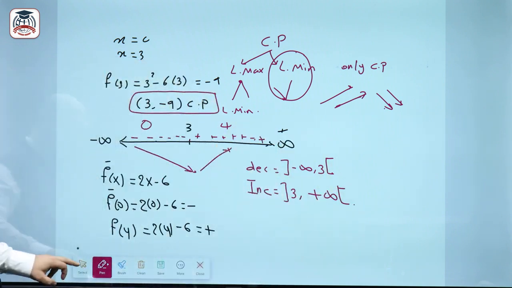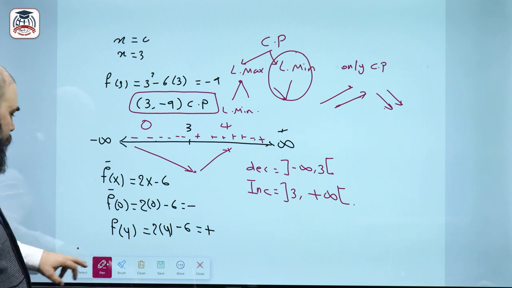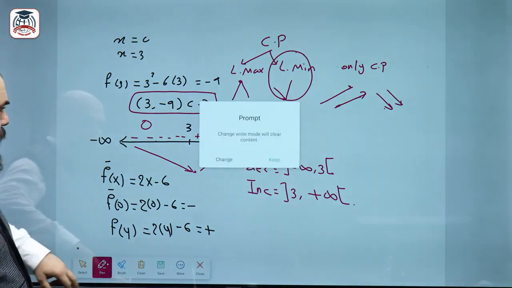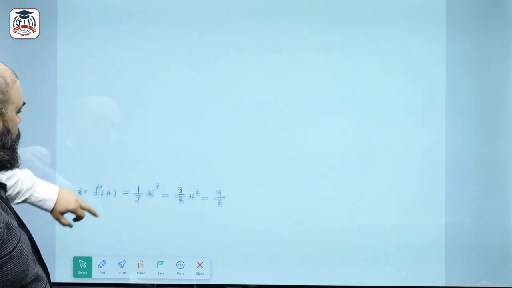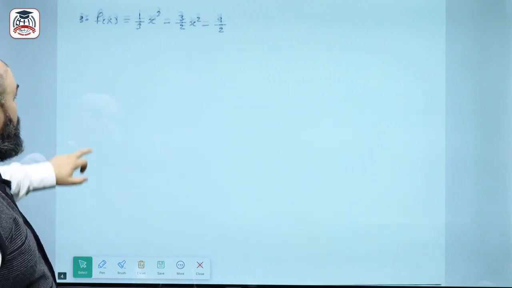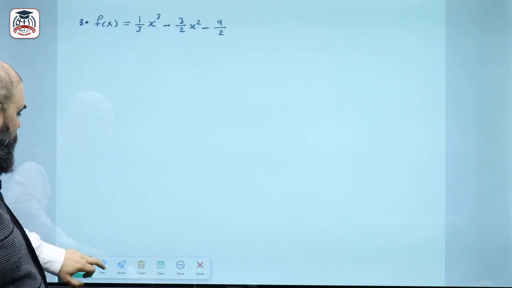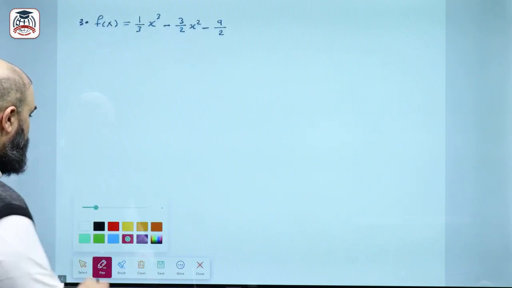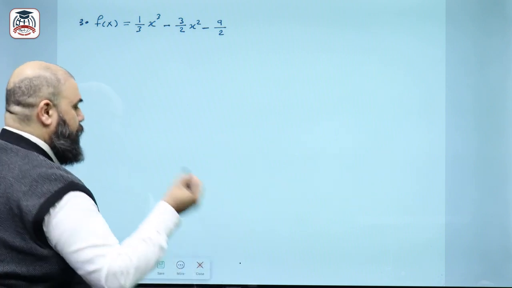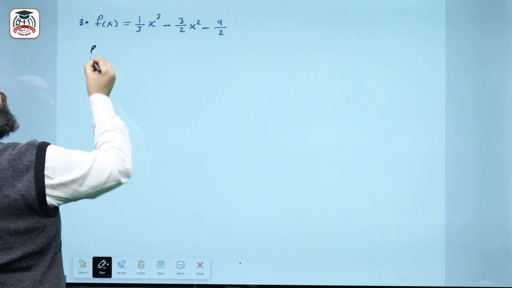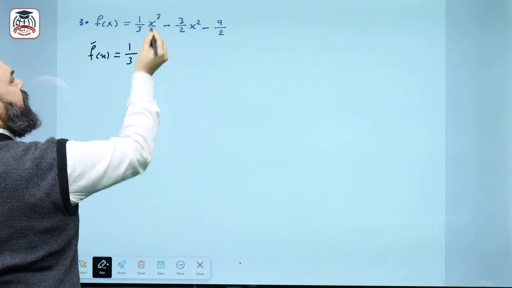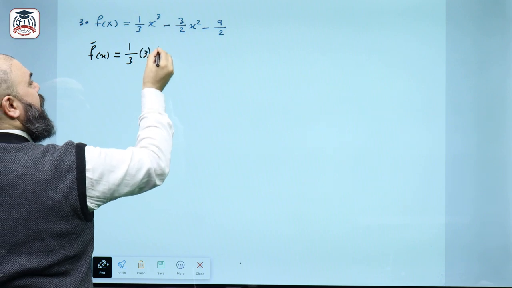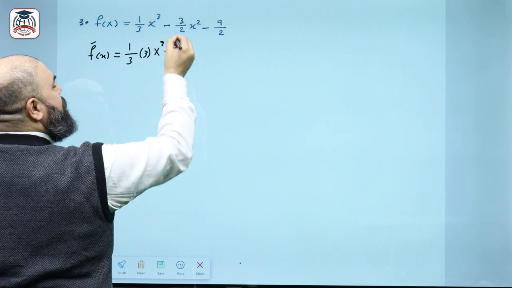Okay? Let's go to the second example. We have this example. First, take the derivative of the function. F prime of x is 3 times 1 over 3, x squared, minus 2 times 3 over 2.